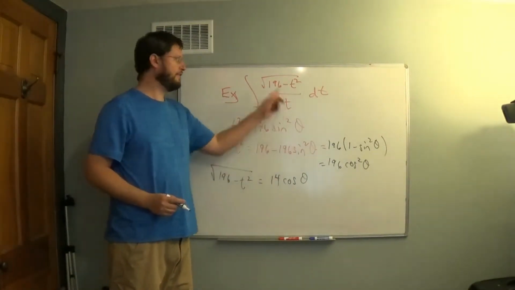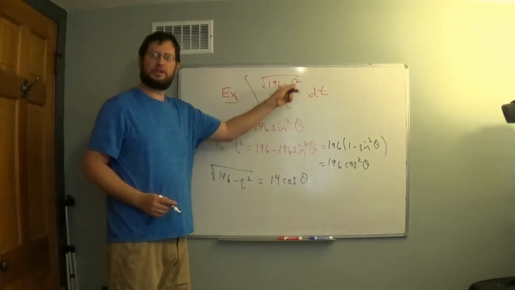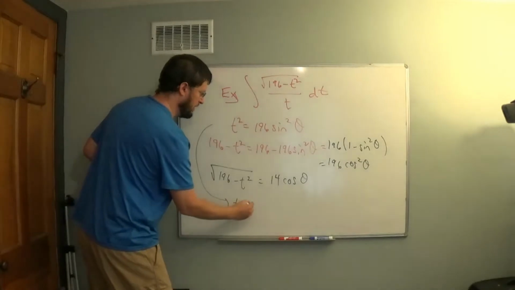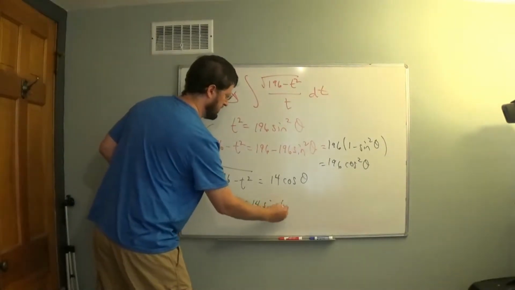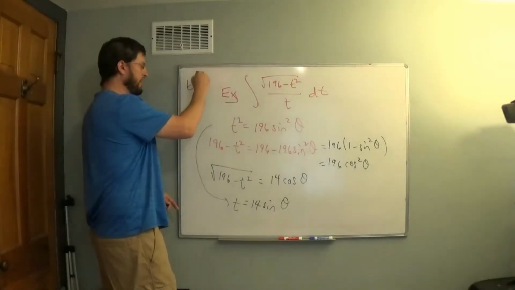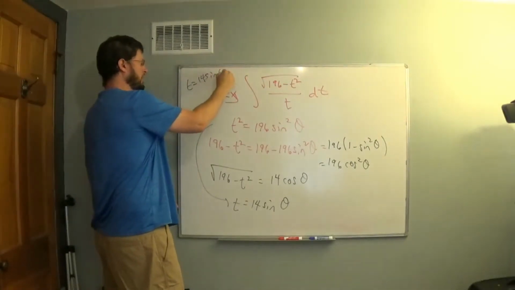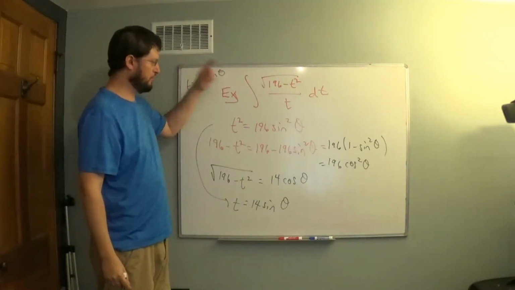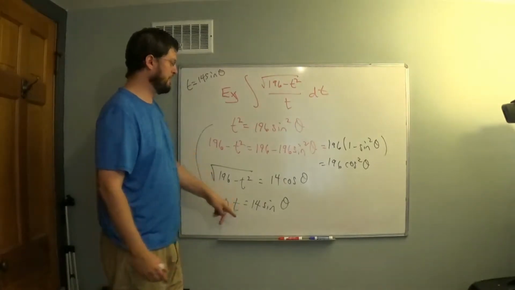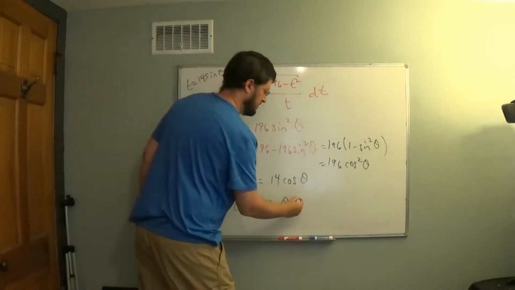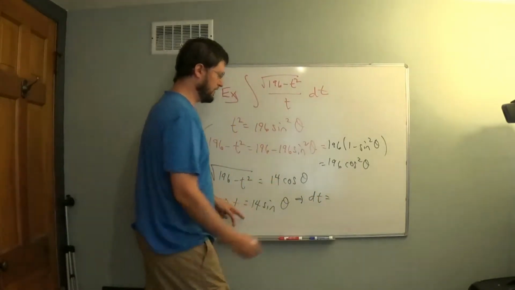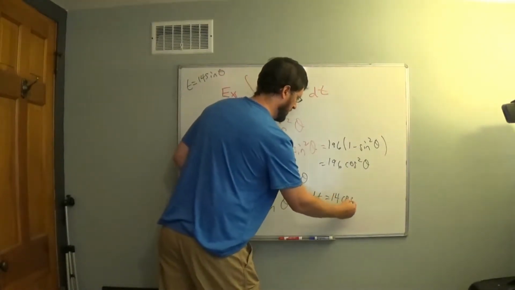We need to transfer everything over to t, so we'll need t and we'll need dt. If t squared is 196, then t is 14 sine theta by taking the square root. Remember, we'll need to save that. That's essentially our substitution. This is the trig substitution that we're using, although we don't really get to it till later on. So we'll definitely need to keep that. And then we also need dt by taking the derivative. If I take the derivative, I get 14 cosine theta.